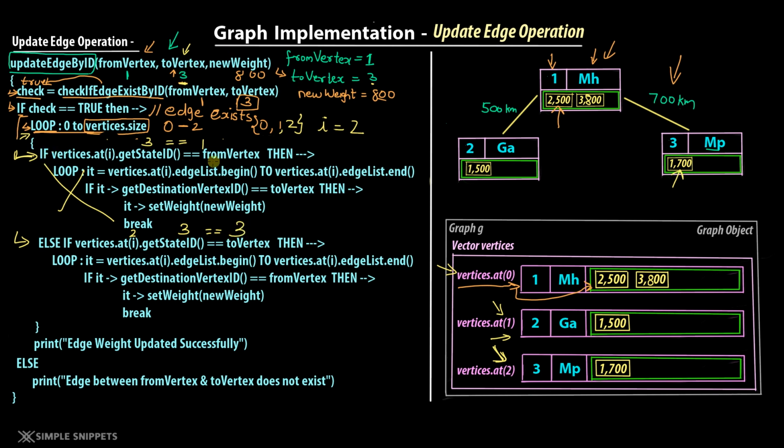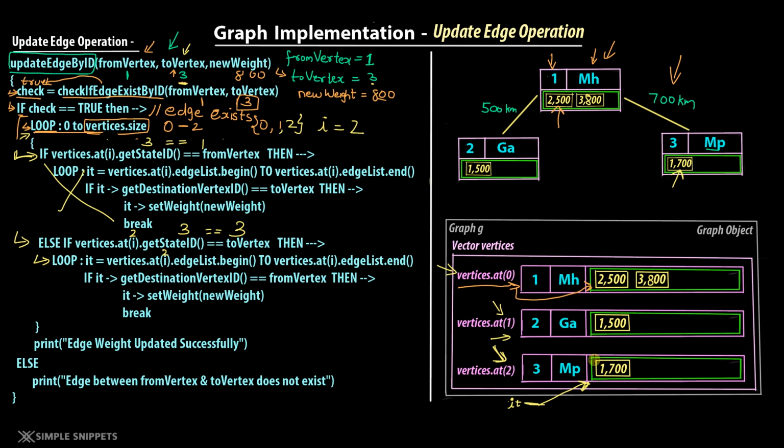So the first if was matching with the from vertex, and the second else if we are matching with the 2 vertex, because we want to make 2 changes, remember? So when you get this match, again the loop is going to do the same thing. It is going to say IT equals to vertices at I, which we just said is 2. So vertices at 2 dot edge list. So IT this time is basically trying to access the edge list, and we say edge list dot begin.